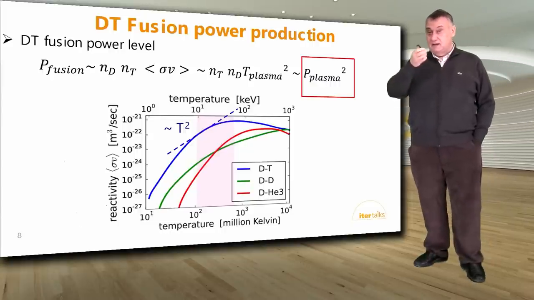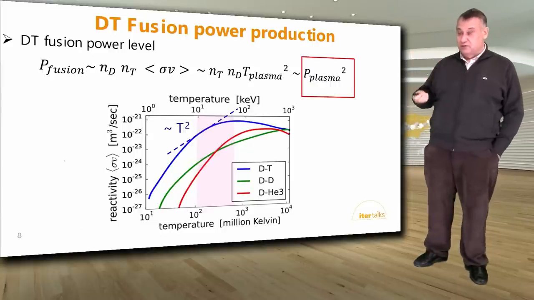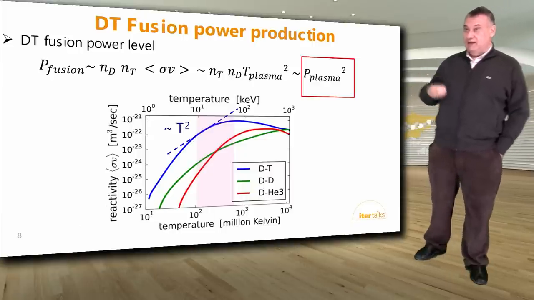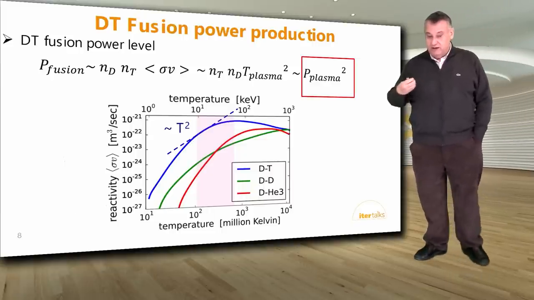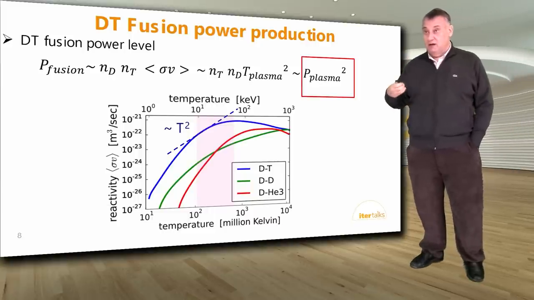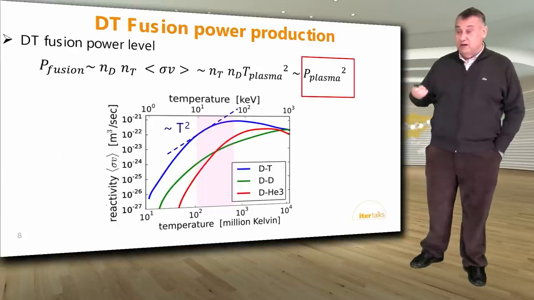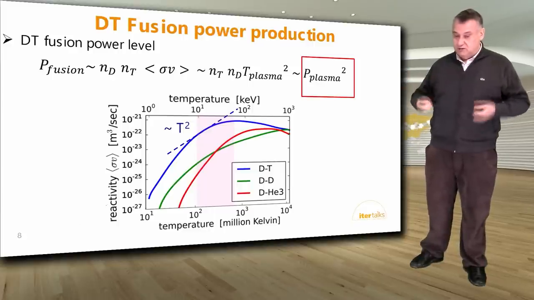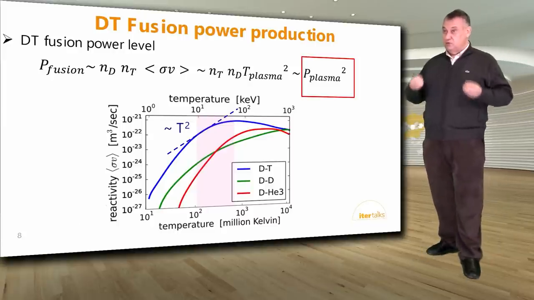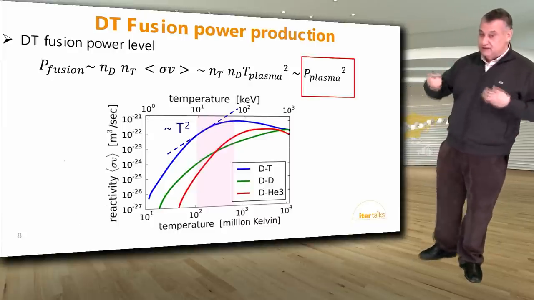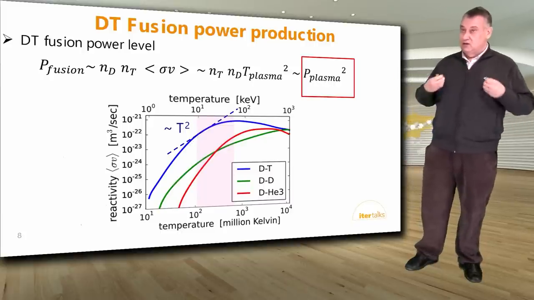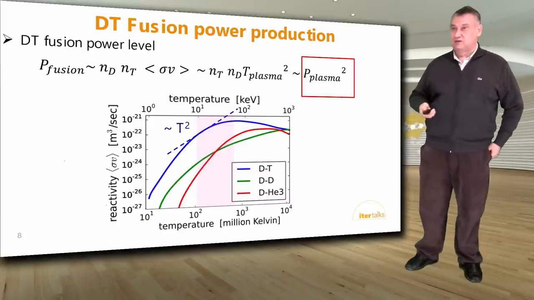So actually at the end, what you end up with is that the fusion power you produce is proportional to the square of the plasma pressure. And this is why, when we try to achieve a scenario that produces a large amount of fusion power, we try to maximize the plasma pressure. This is a driving criterion to achieve fusion power, and this leads to specific instabilities that I will discuss later that we have to control in ITER to have effective fusion power production.